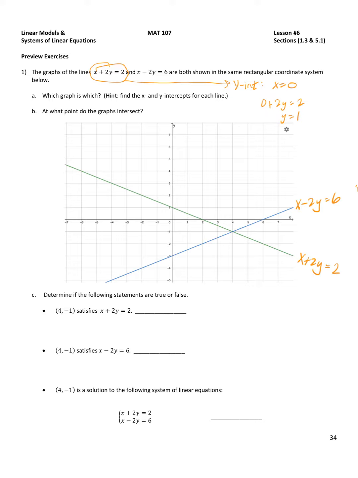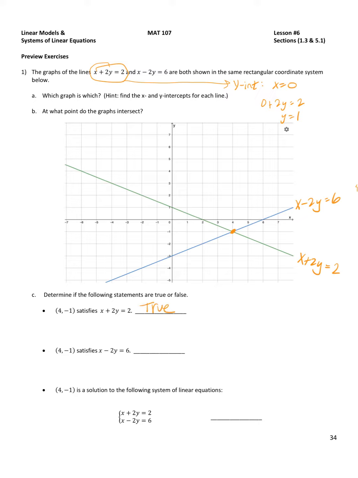Okay, determine if the following statements are true or false. The point 4, negative 1 satisfies the equation x plus 2y equals 2. So I'm asking, is this point on this line? Is 4, negative 1 on the green line? It does appear to be on the green line. If I just go to the point 4, negative 1, it's right here. It does appear to be on the green line. So I'm going to say true.